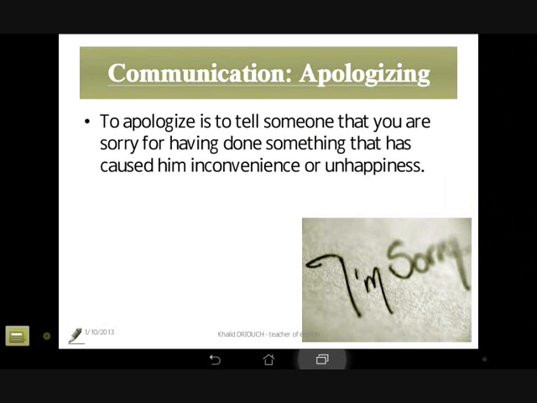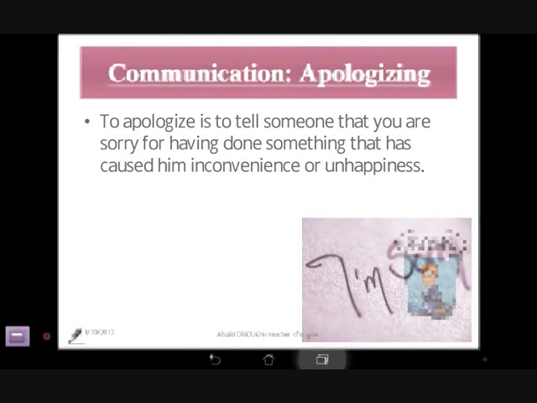The second lesson is a communication lesson, and it's about apologizing. To apologize is to tell somebody that you are sorry, simply, for having done something that has caused him inconvenience or unhappiness. When we do something that hurts somebody else, we apologize for that. I am sorry.